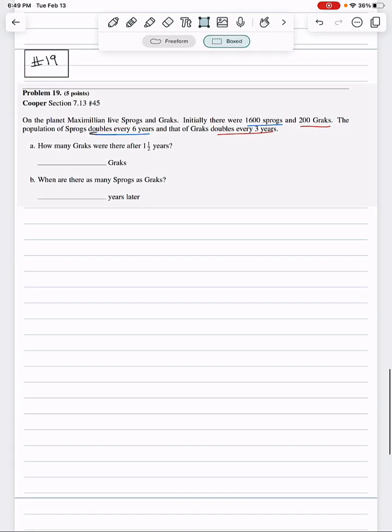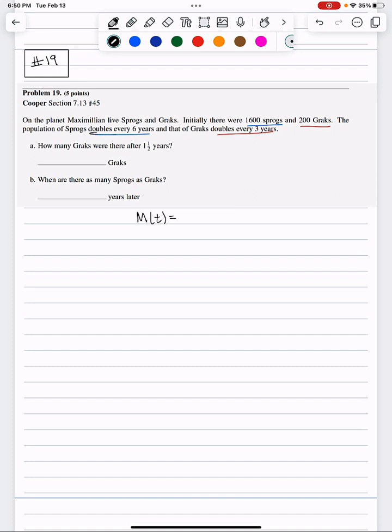So for 19, it basically looks like number 13, except now we have 2 equations that we're working with. So remember from 13, it was m of t, your resulting mass, is going to be initial times your doubling base, to the time over your doubling rate. Okay, so we're going to have 2 different equations. So we have a Sprague's, and we have a Grach's.